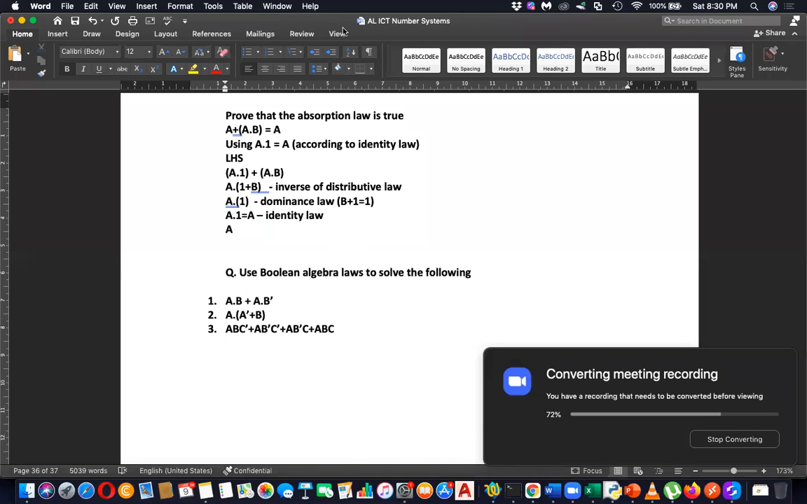Okay, please solve this. Use the Boolean algebra laws to solve the following. Write down the question, then write down these questions and try to solve this. Solve means simplify, right?